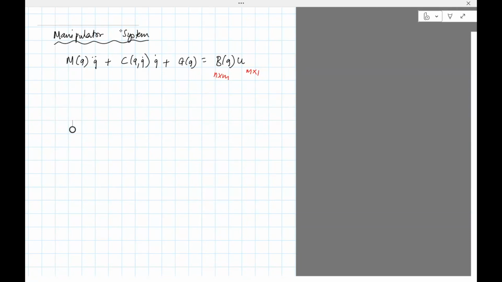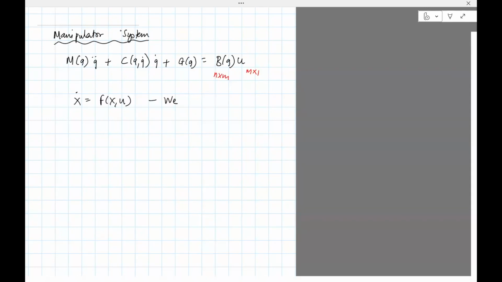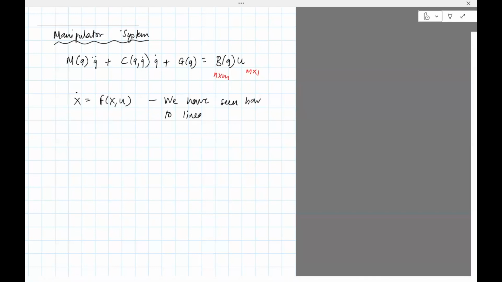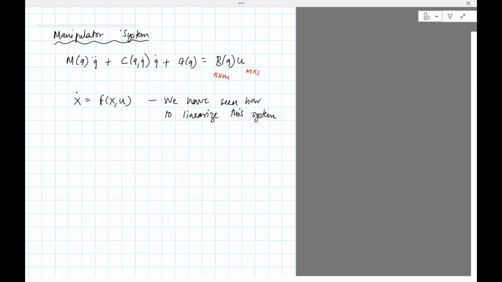Okay, now what we've seen is how to do linearization for this system. We've seen how to linearize x dot equals f x u. But that equation up top there for the manipulator is not quite like x dot equals f x comma u. So first thing, we need to convert that equation to look like x dot equals f x comma u.